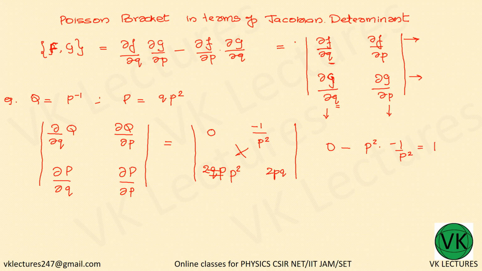So the Poisson bracket gives the value 1. So this is an example of how we can write the Poisson bracket in terms of the Jacobian determinant.